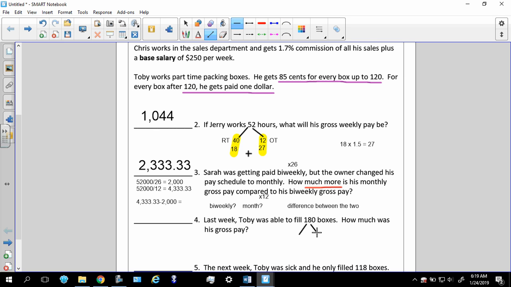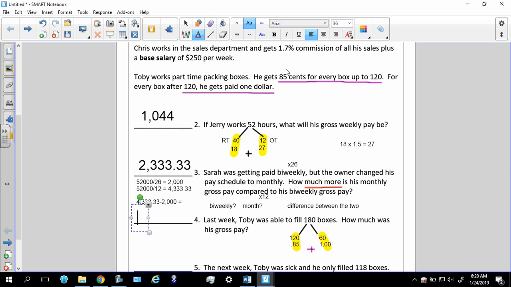So I'm going to split 180. So when I split 180, it's going to be 120 boxes, and he gets 85 cents per box. Everything over that is 60, and he gets paid $1. All right. So with this problem, what I'm going to do is I'm just going to multiply these numbers, and then after I do that, I'm then going to add what I got, and my answer ends up being, make that a little bigger. There you go. $162.